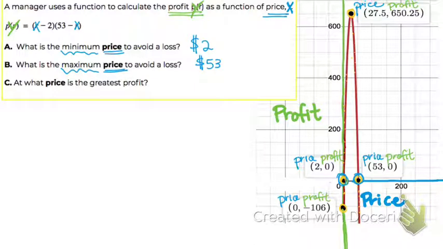And the last one says, what price gives the greatest profit? And that would be this one right here. This is our biggest profit. Profit is our y coordinate. The biggest profit is $650.25. If it said what's the highest profit, that's what I would say. But this is saying what is the price, what is the x coordinate, to give the highest profit, the highest y coordinate. So here I would say $27.50.